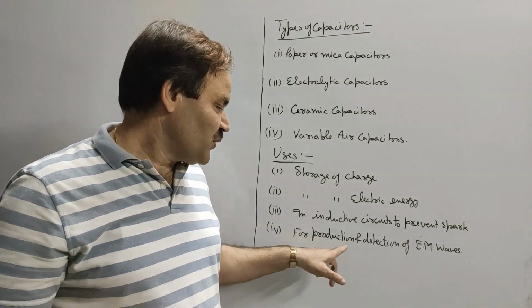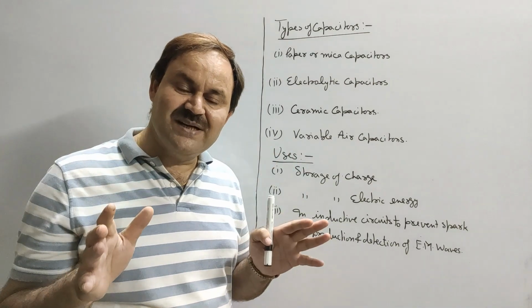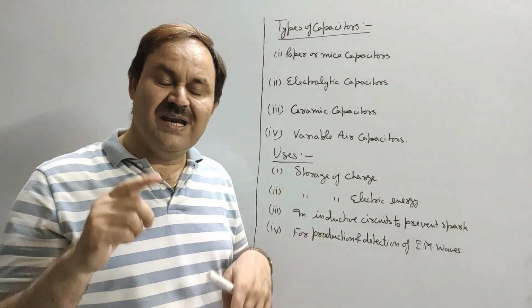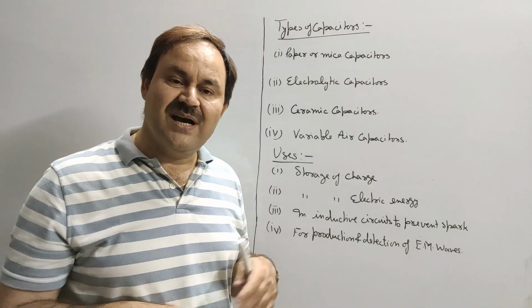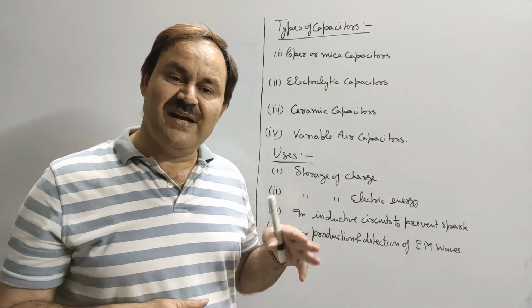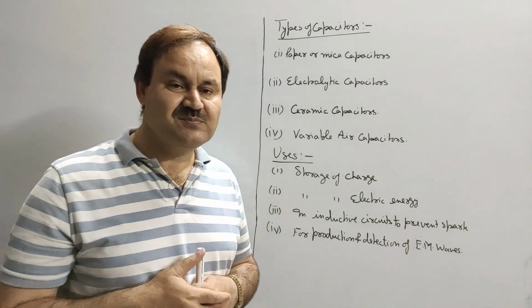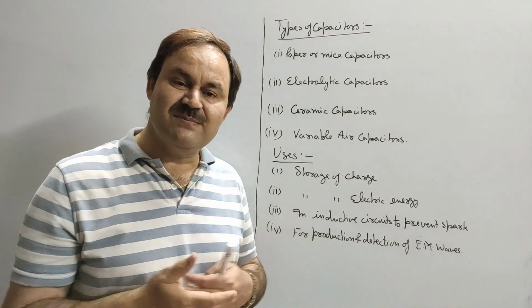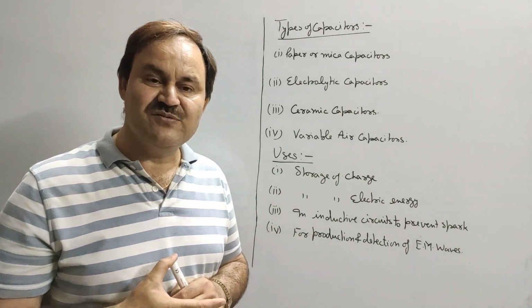Now, for production and detection of electromagnetic waves, waves of large wavelength called longer waves are generally produced by oscillating circuits, and in those oscillating circuits charge oscillates on the plates of a capacitor. Thus capacitors can be used for production and detection of electromagnetic waves.